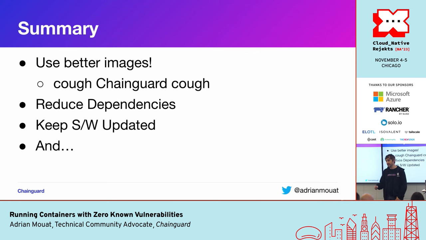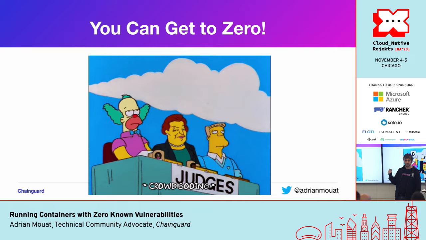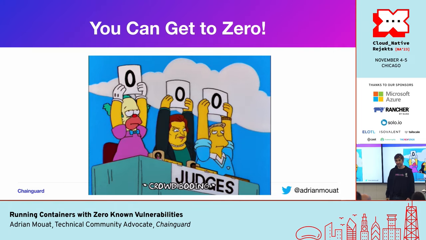Keep your software updated. Again, I really think that's the key point that people need to get to, because sometimes you don't want to update, right? Because we're scared to update because sometimes things break. But the tension is, if you don't update, you end up getting compromised. So do try and be aggressive about keeping stuff up to date. And if you do all that, you can get to zero vulnerabilities. Okay, thank you very much.